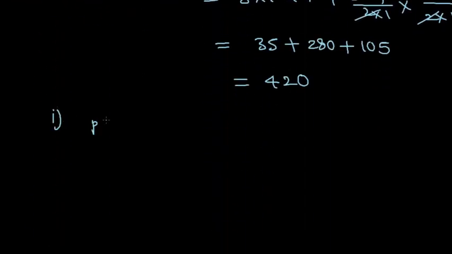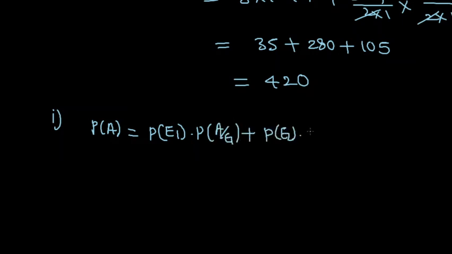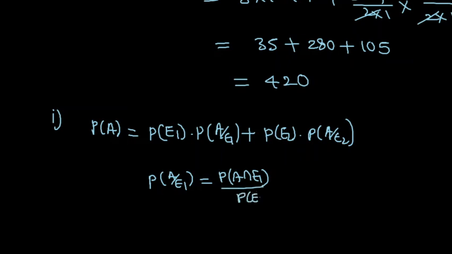So here the probability of A, according to the total probability theorem, is P of E1 into P of A by E1 plus P of E2 into P of A by E2. This is the total probability theorem, right? Now consider P of A by E1, the conditional probability. That is P of A intersection E1 divided by P of E1, which is the formula, right?